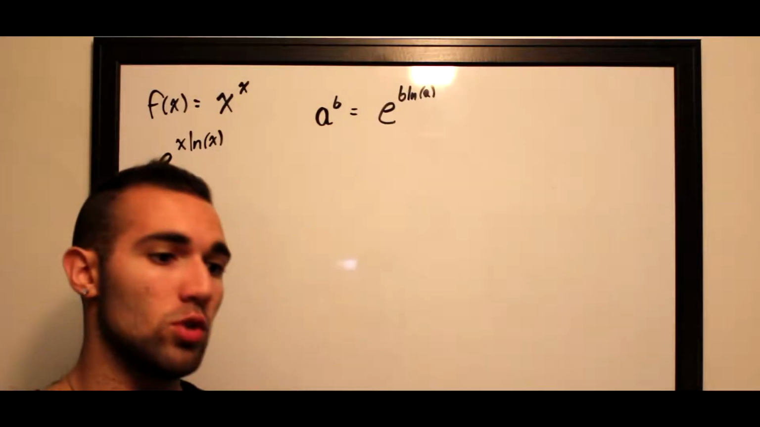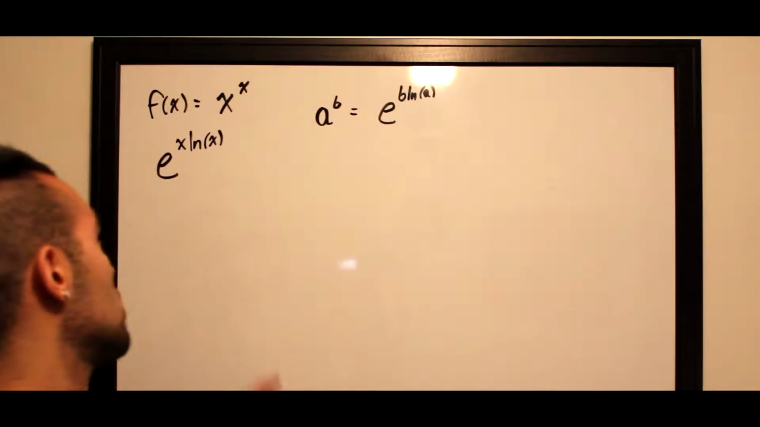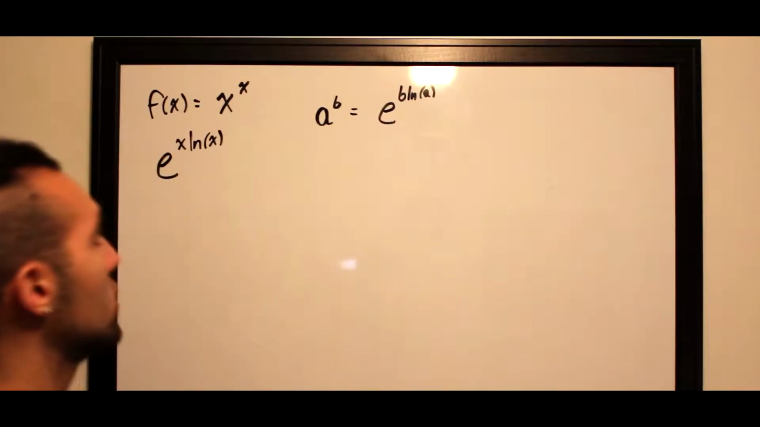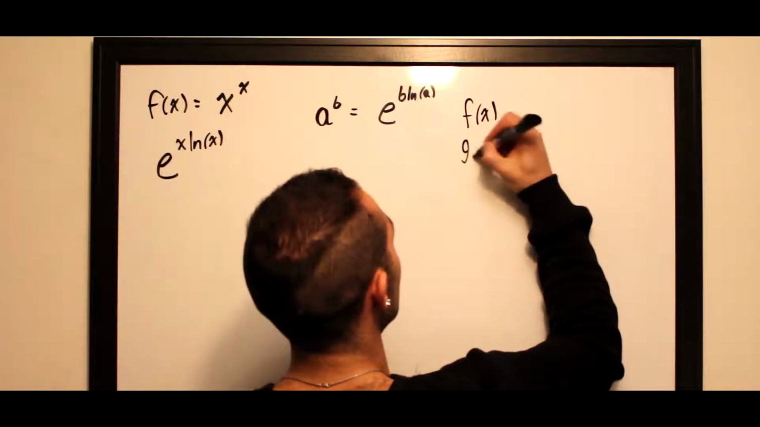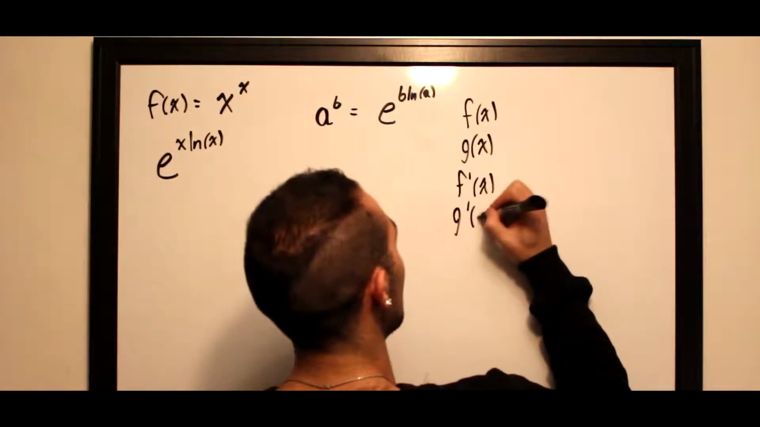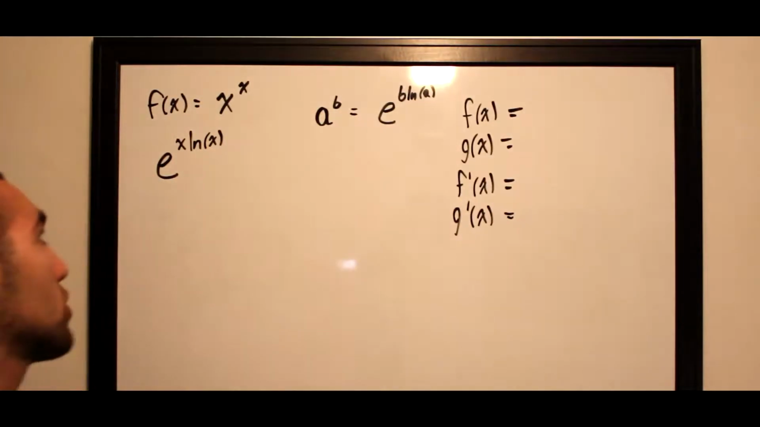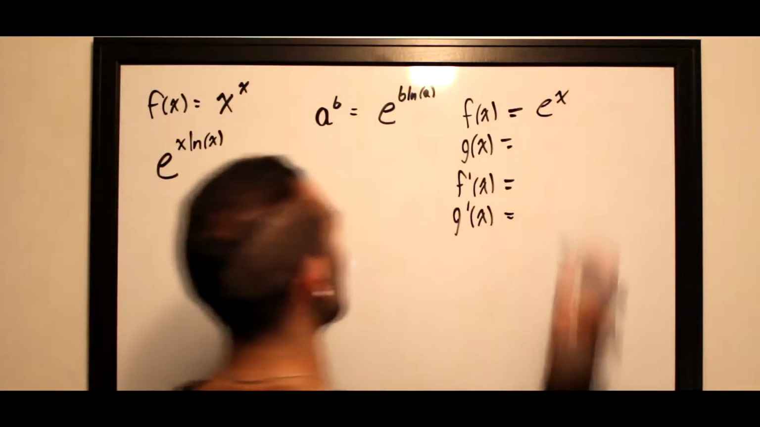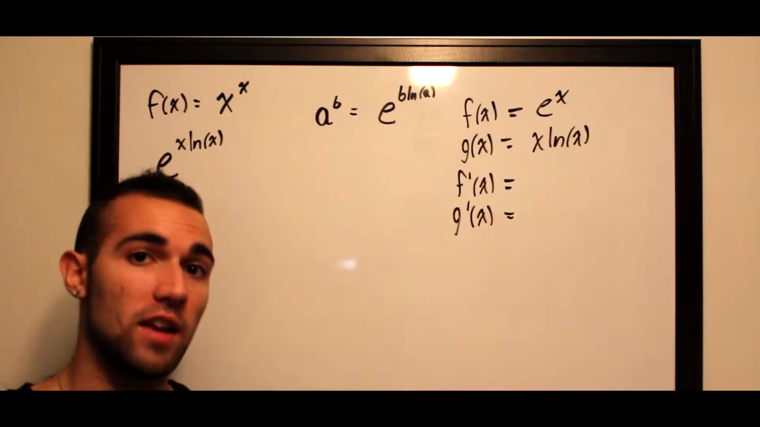And essentially what we can do over here is use a chain rule application, because this is essentially an x times ln of x trapped within an e to the x function. So we've got f of x, which will be our outer function, g of x will be our inner function, and then f prime and g prime will be their respective derivatives. So our outer function is going to be e to the x. Our inner function is x times ln of x, and we already derived that in the previous video.